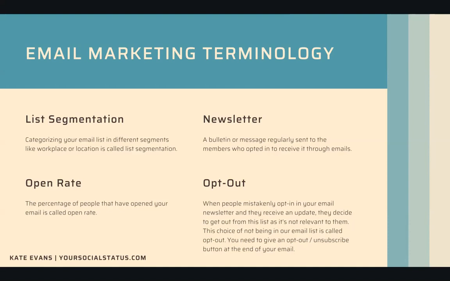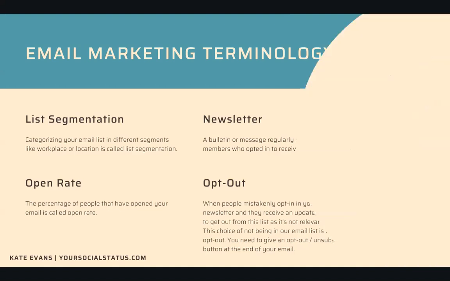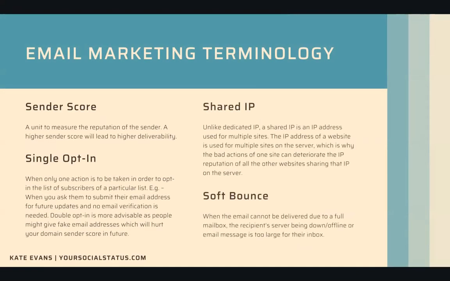The open rate, pretty self-explanatory. It's the percentage of people that open your email. And opt-out is giving people the opportunity to unsubscribe or not be included in a mailing list. Sender score is something we were talking about earlier, but it's a way that internet service providers and hosts of your email will measure the reputation of the person sending emails to you and decide whether it should be sent to your inbox or not.